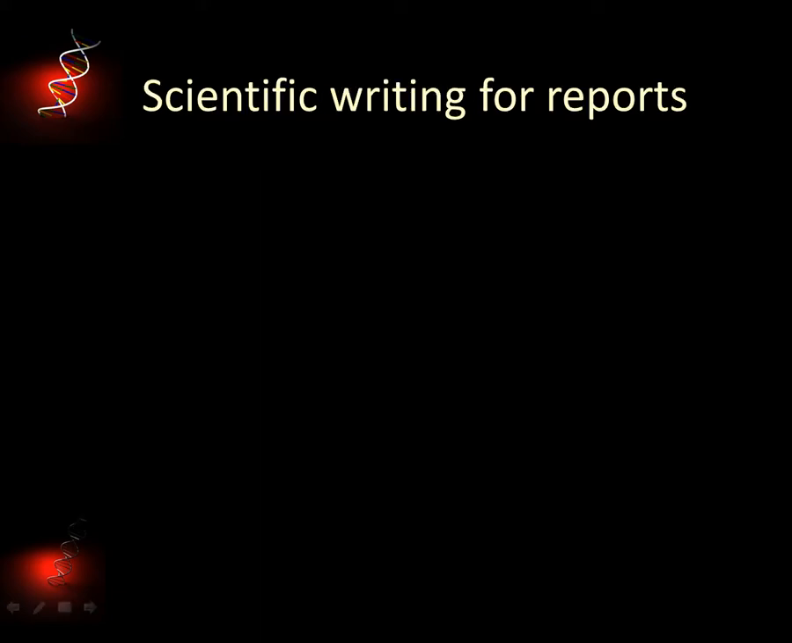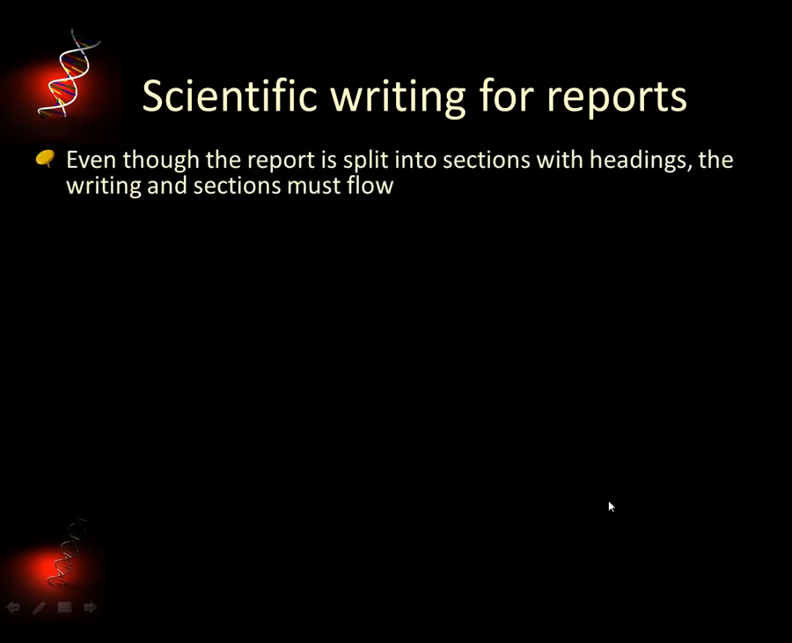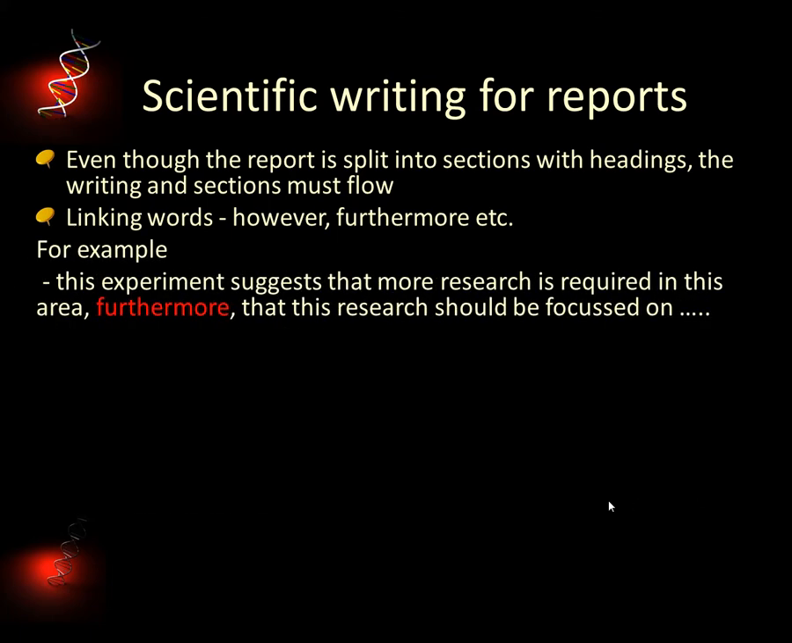To ensure that your writing flows well, you'll use linking words and signposting. Linking words are words like however and furthermore, and they tell the reader where your assignment is going. So for example, you might say, this experiment suggests that more research is required in this area. Furthermore, that this research should be focused on. The use of furthermore here helps to build your argument. If you use a different linking word such as however, this shows the reader that your argument is taking a different direction or considering another perspective.